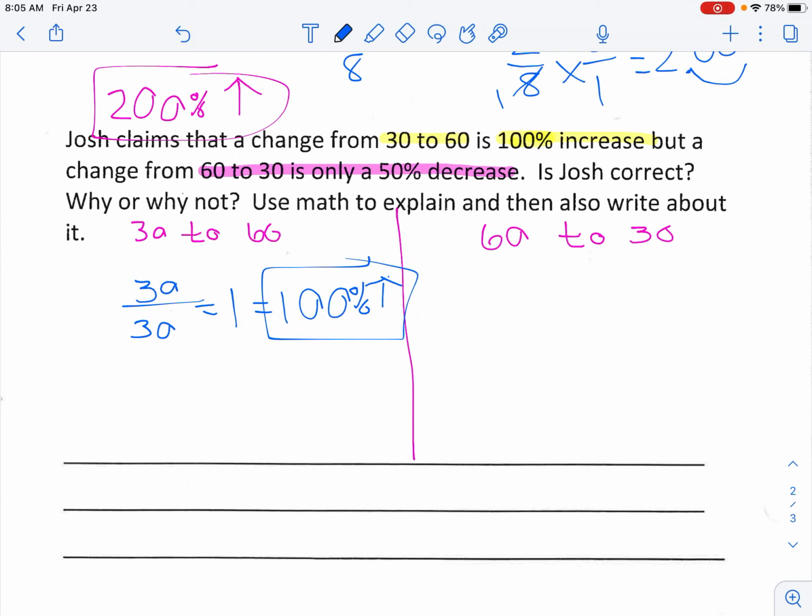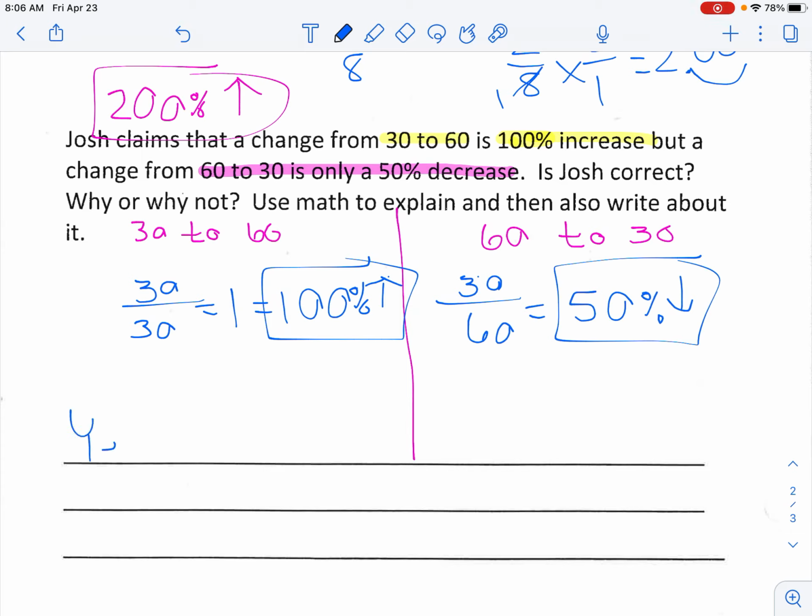So let's calculate for the other one. First step, find the difference between the two numbers. The difference between 60 and 30 is 30, divided by the original number, which was 60. So 30 divided by 60 is 0.5, which is 50%. And going from 60 to 30 is a decrease. Yes. Josh is correct, and we can look at Ms. Jardine's math to show why he is correct.